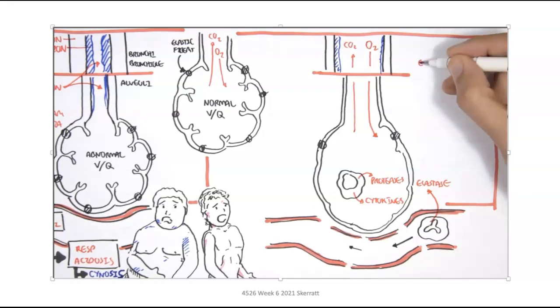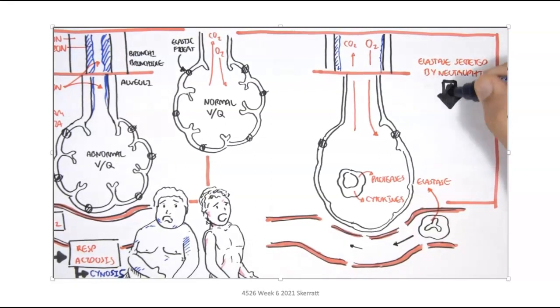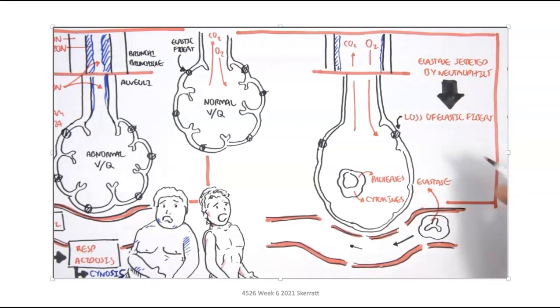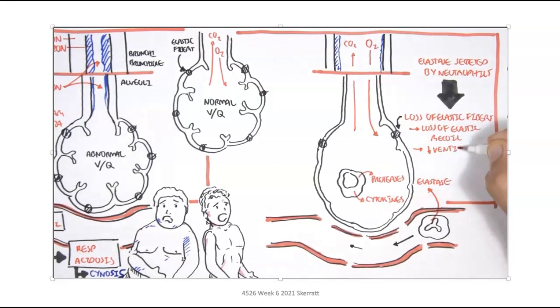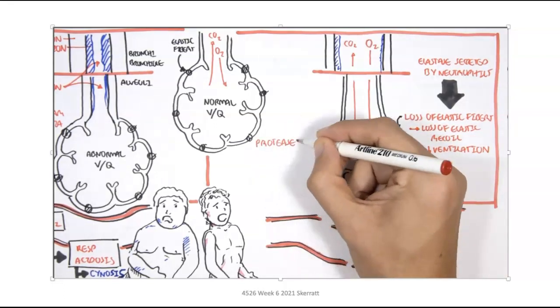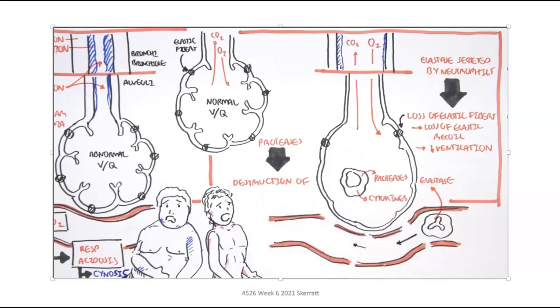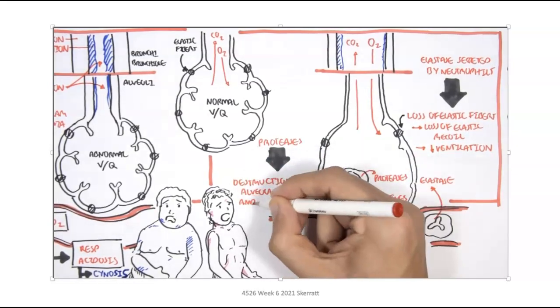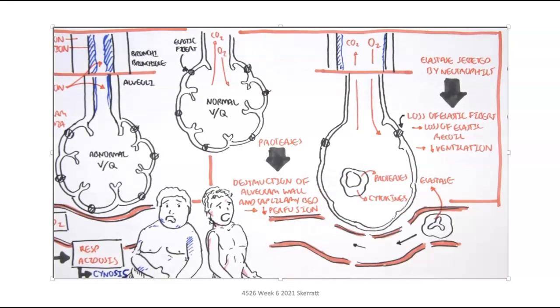So elastase secreted by the neutrophil leads to loss of elastic fibers around the alveolus, which would mean loss of elastic recoil, which means a decrease in ventilation. The proteases secreted by macrophages and the neutrophils also lead to the destruction of the alveolar wall and capillary beds. The destruction of the capillary beds leads to a decrease in perfusion.